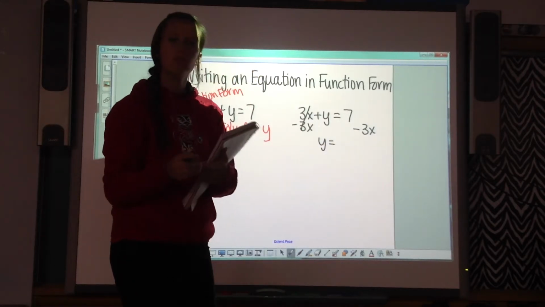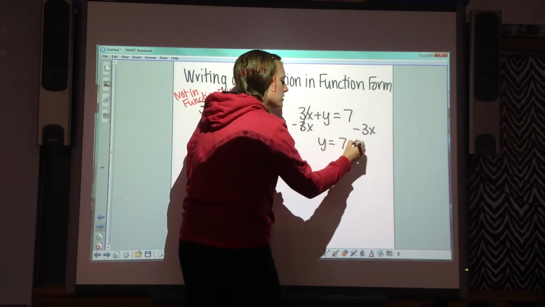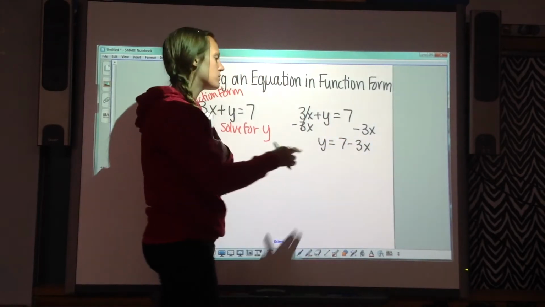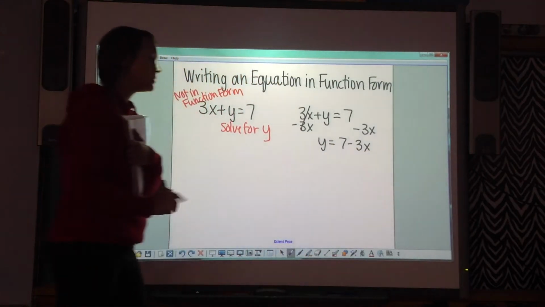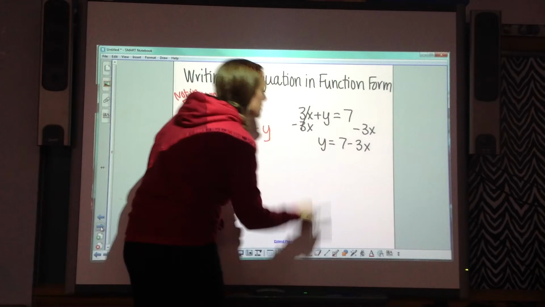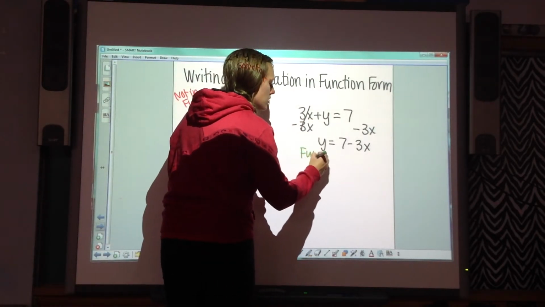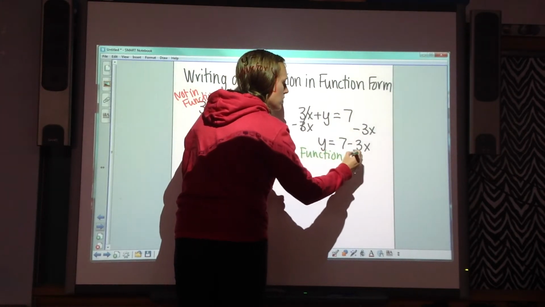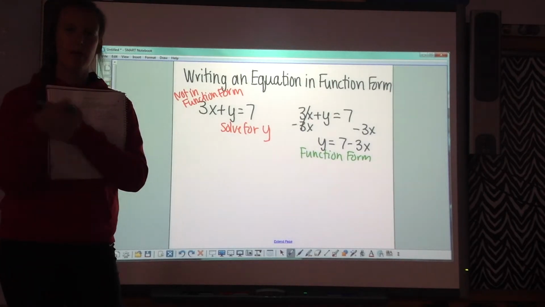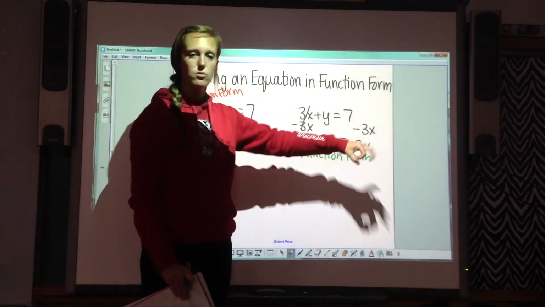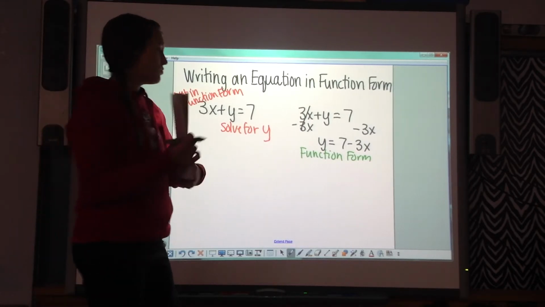I can't combine those terms. They're not like terms. You can leave it 7 minus 3x. Or you could switch those terms around and you could think of it as negative 3x plus 7. Either means the same thing. So this is in function form when y is by itself. And from here, you can go ahead and graph it. I'm not going to graph it because this is just like the 3 steps that I showed you earlier in this video.